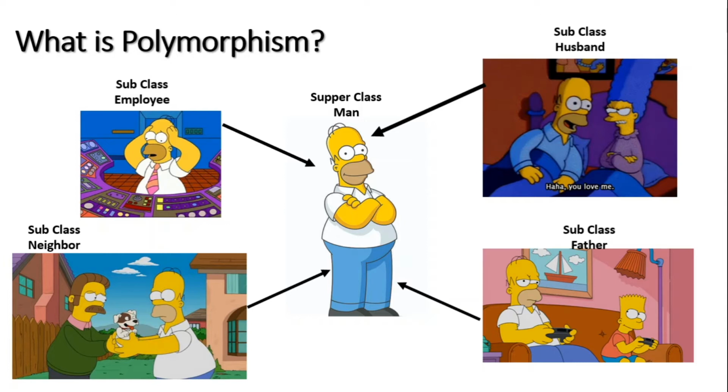Polymorphism is basically creating an object which is a man, and then he can act as a husband when you need him to act as a husband. He will act as a father when you need him to act as a father, and he will act as an employee when you need him to act as an employee, and he will act as a neighbor when you need him to act as a neighbor. And that's what polymorphism is all about: having one object, which is Homer in this case, that belongs to one class, which is man in this case, that can act in different forms.